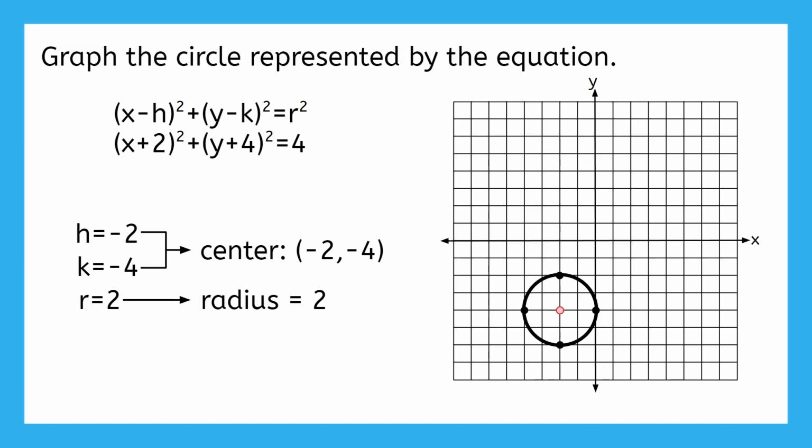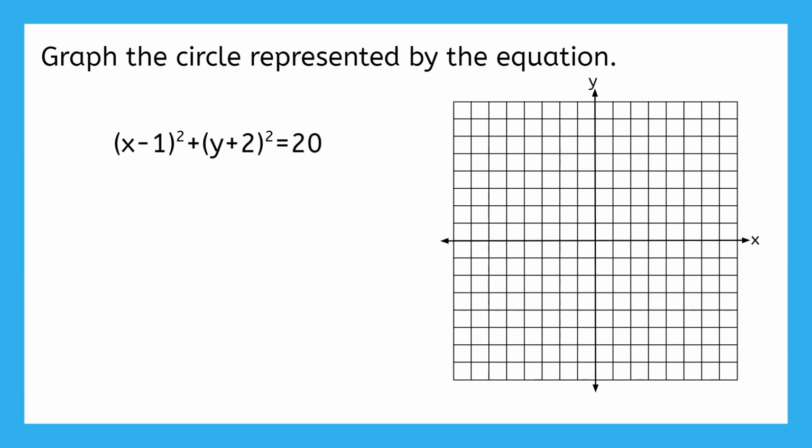Repetition is the key to mastery, so let's keep going. Here's a new equation. Pause the video here and try this one on your own. You'll need your center and your radius before you can graph it. Did you find that h is positive 1 and k is negative 2? Don't forget to check your operations compared to standard form.